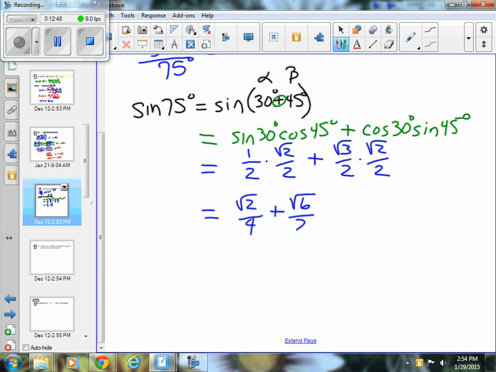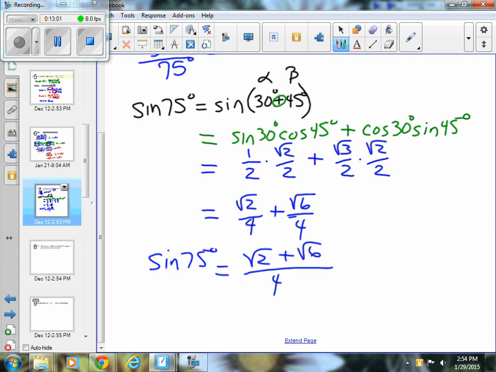Remember, when you multiply radicals together, you multiply the numbers underneath. So we get this expression: square root of 2 plus square root of 6, all over 4. If you do the decimal equivalent for that, try typing that into your calculator, and then try typing in sine of 75.